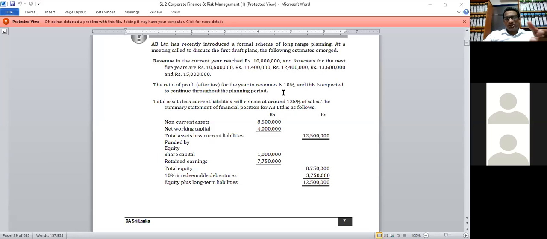I mean, something similar to this. I won't say the same question, but this is a very good question where you can analyze the different policies. And also you can see as to whether the gearing policies are practical. The company's selected gearing policies, you can evaluate and see whether those policies are practical.